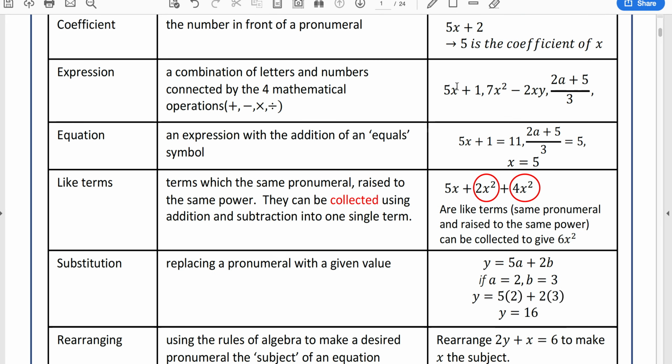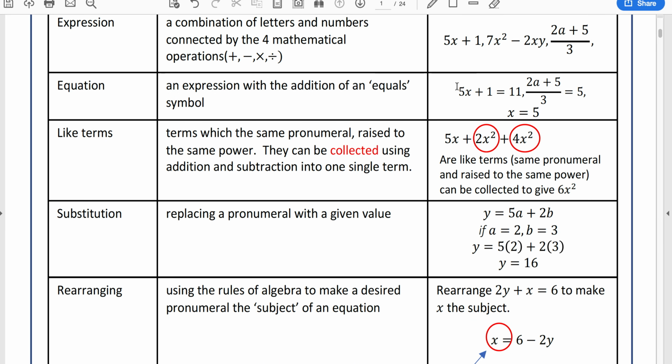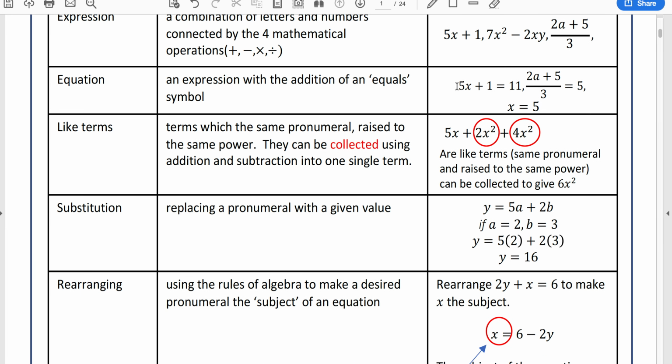An expression is almost like a sentence of numbers, so a combination of letters, numbers, and the symbols, the mathematical operations. We use the word equation when you see an expression with an equal symbol in it. So if you see here, I've got 5x plus 1 equals 11, or 2a plus 5 on 3 is equal to 5. There are equations. Even this one, x equals 5.